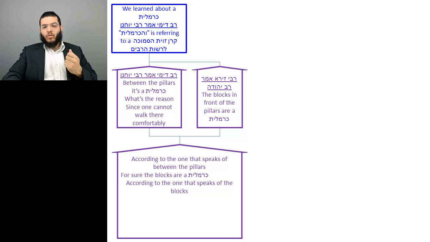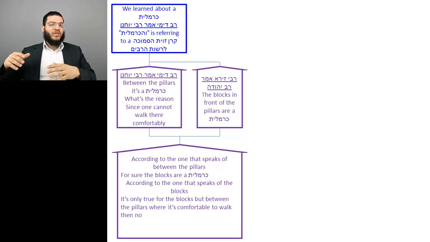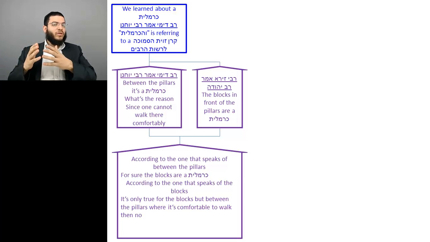Lamanda Amar, but according to the one that speaks of the blocks and says the top of the blocks is a Carmelist, what we're going to say is as follows: it's only true for the blocks that they are a Carmelist, but between the pillars where it's comfortable to walk, then no, it's not a Carmelist. Because if Rabbi Zera wanted us to know, and if he held that both of them are Carmelists, he would have said between the pillars it's a Carmelist, and we would say if there it's a Carmelist, for sure on top of the blocks is a Carmelist, like we say by Rabbi Yechanan.